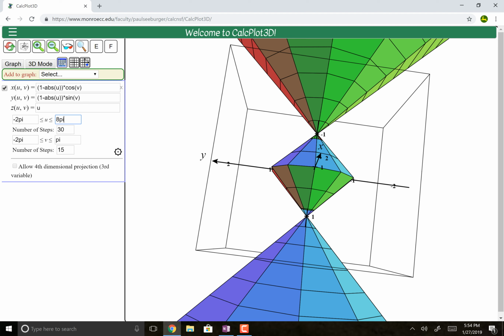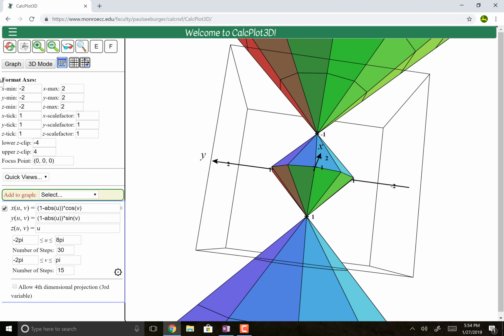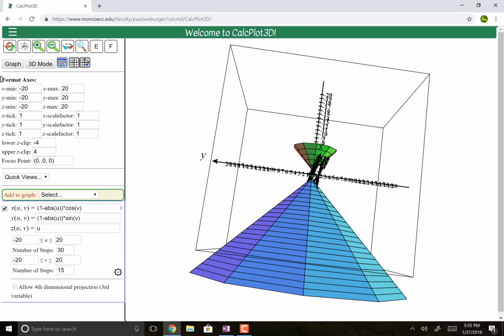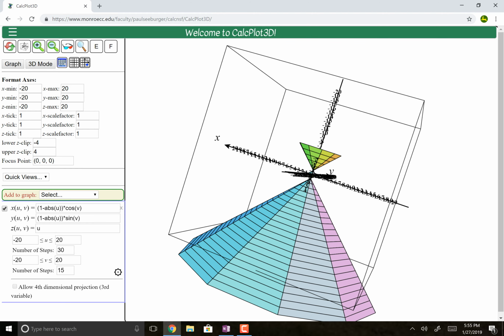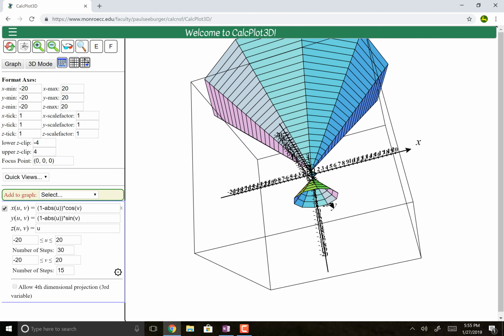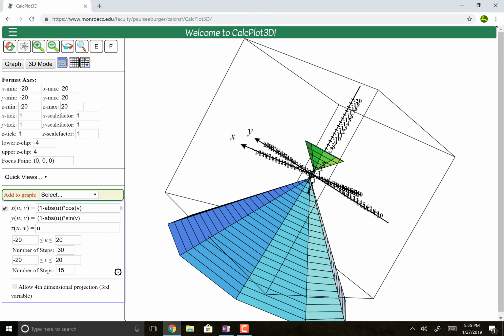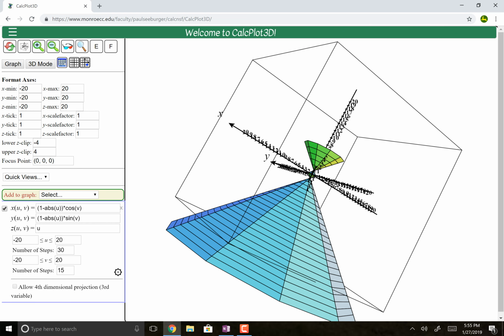I could go out some further and give me some more. Let's see if I can get it to repeat itself further out, see what happens. Apparently nothing happens that much further out. So interesting. Maybe if I change this axis, maybe here we go. And there you go. Okay. So apparently all it does is keep getting fatter and fatter as time goes on.